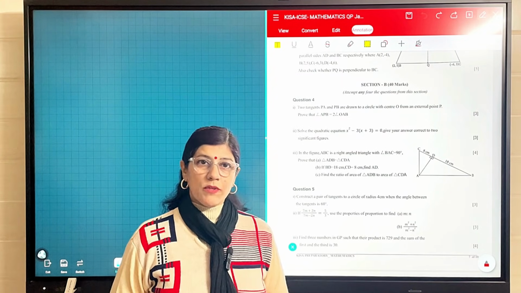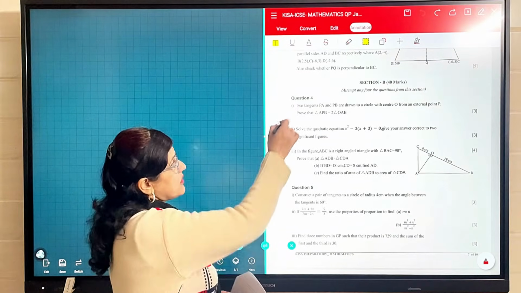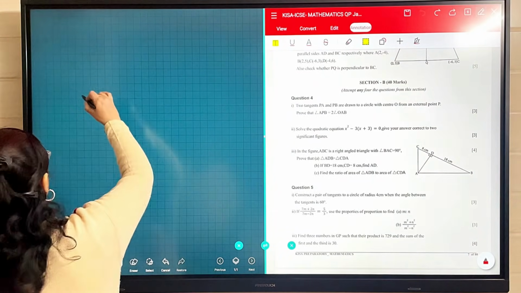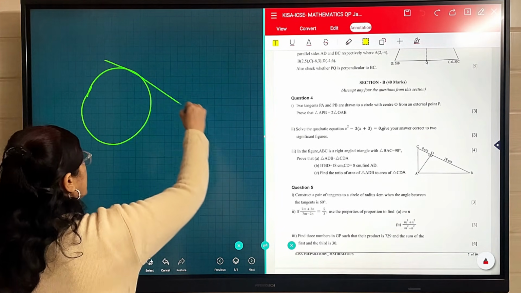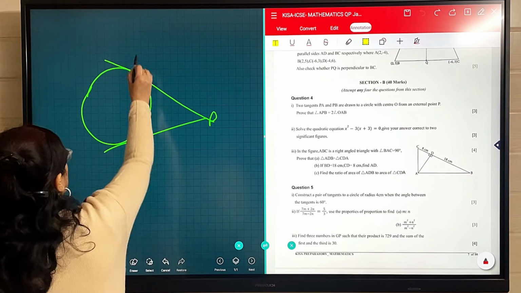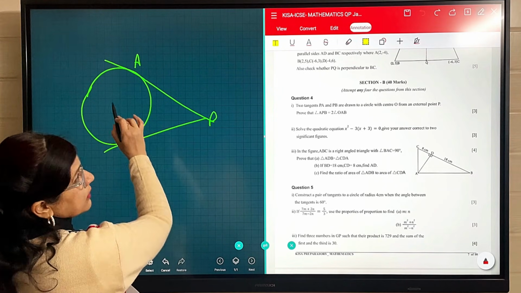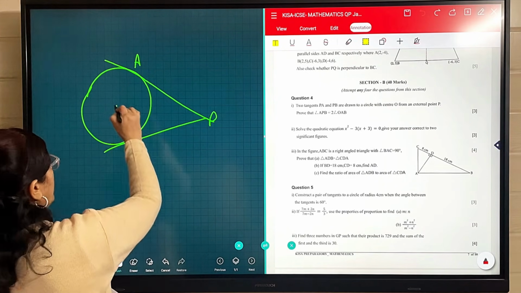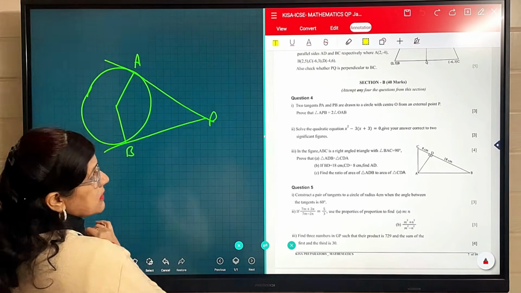Today I am going to start with section B for the ICSE KISA paper for 2026. In this question number 4 part 1, two tangents PA and PB are drawn on a circle. PA is one tangent, PB is another tangent, from this external point P. We know that these two tangents drawn from one external point to a circle with center O are equal, and they make equal angles with the radii of the circle.